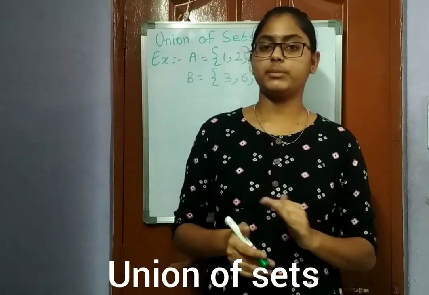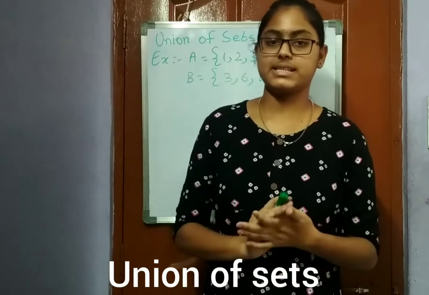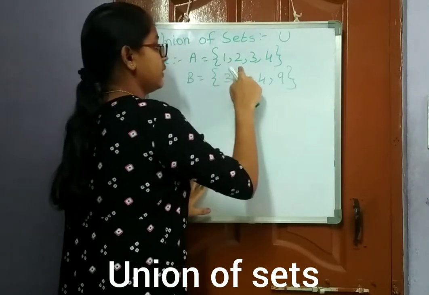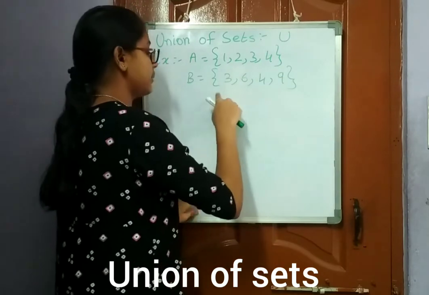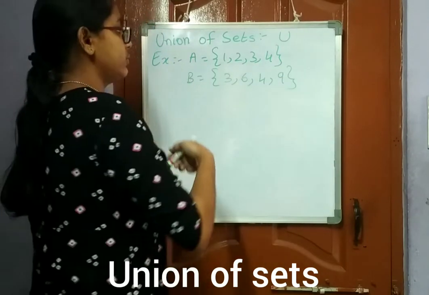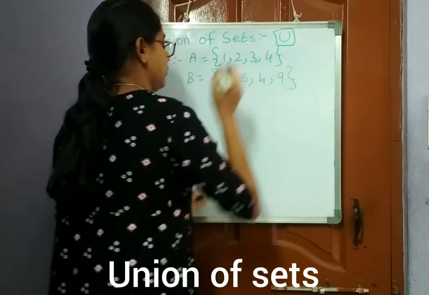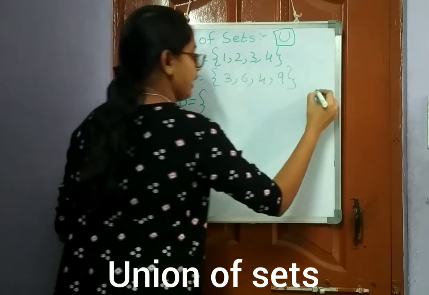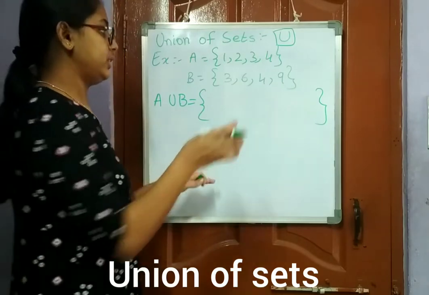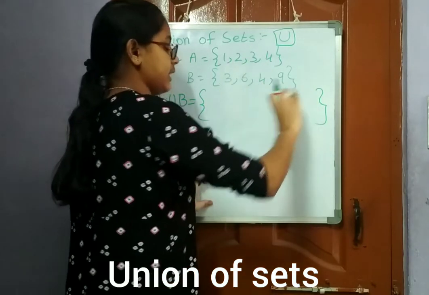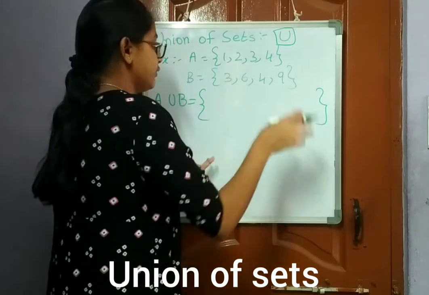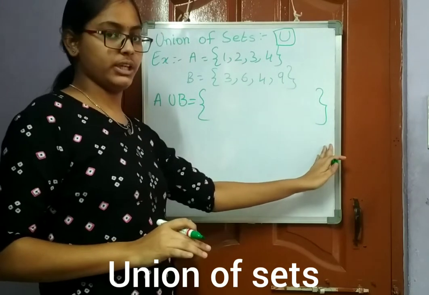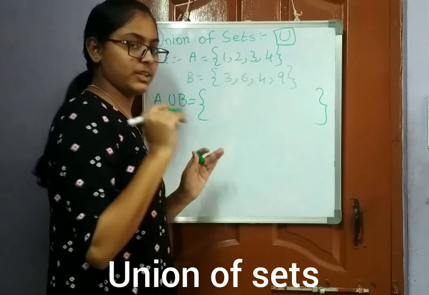Union of sets is nothing but to unite two given sets. Let's take an example. I took A, a set of 1, 2, 3, 4, and B, a set of 3, 6, 4 and 9. Union is denoted by the symbol U. So we need to find A union B. To unite two sets is nothing but to write all these elements in a single set and not repeat the numbers. For example, we have 3 in both A and B. In the resultant union, we should not write 3 twice. We should write 3 only once.